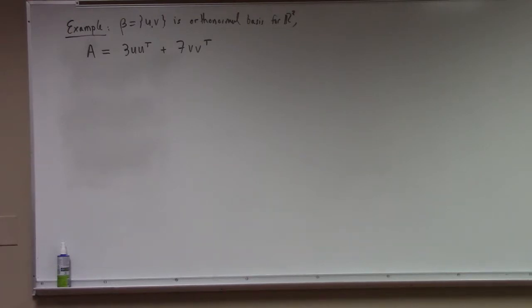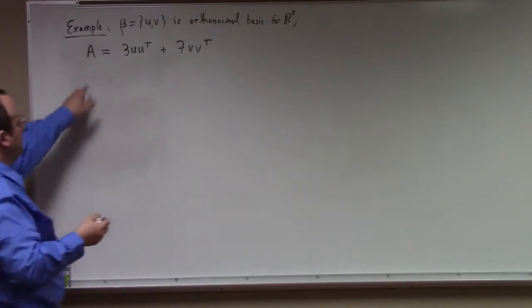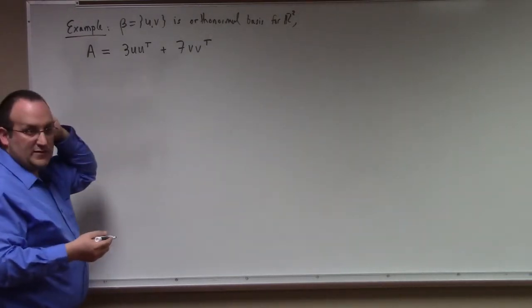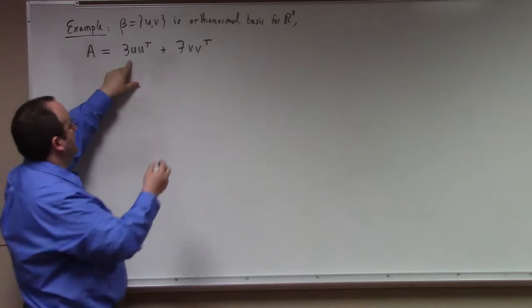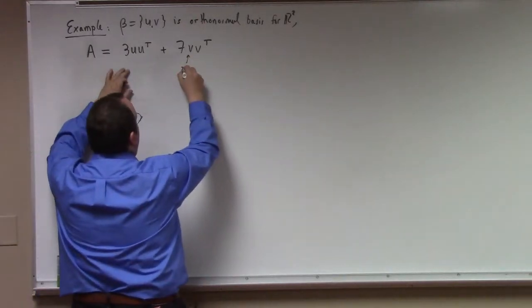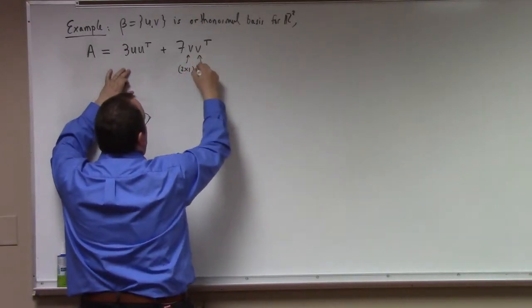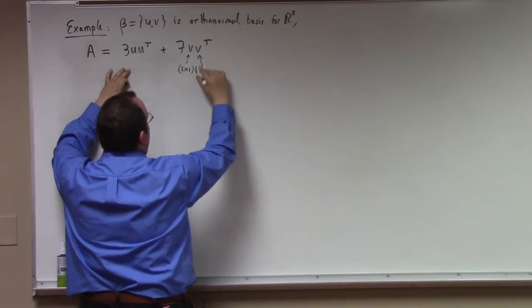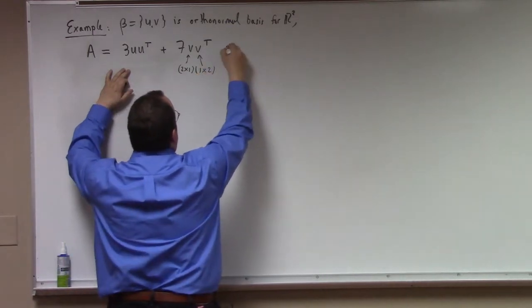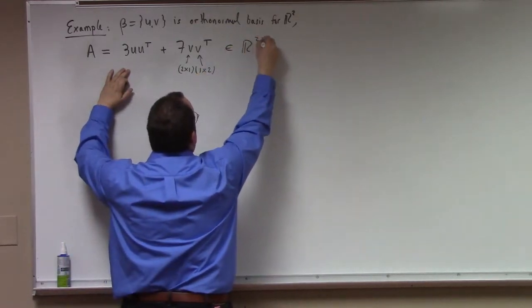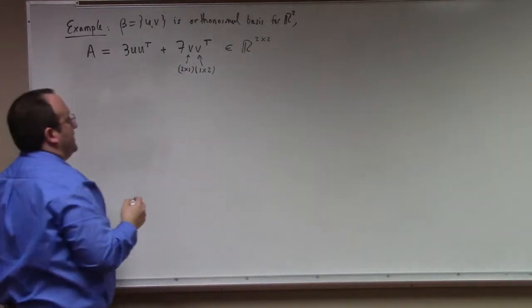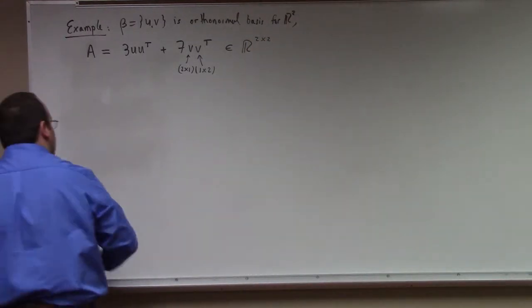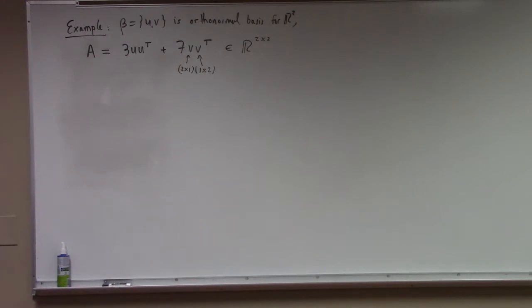What does it mean to say that it's orthonormal? First of all, does this make sense? What kind of matrix is this? This is a 2 by 2 matrix, right? Because we're looking at a 2 by 1 times a 1 by 2, right? So it makes sense that this is a 2 by 2 real matrix. So if your matrix looks like this, you can find eigenvectors for it pretty easily.